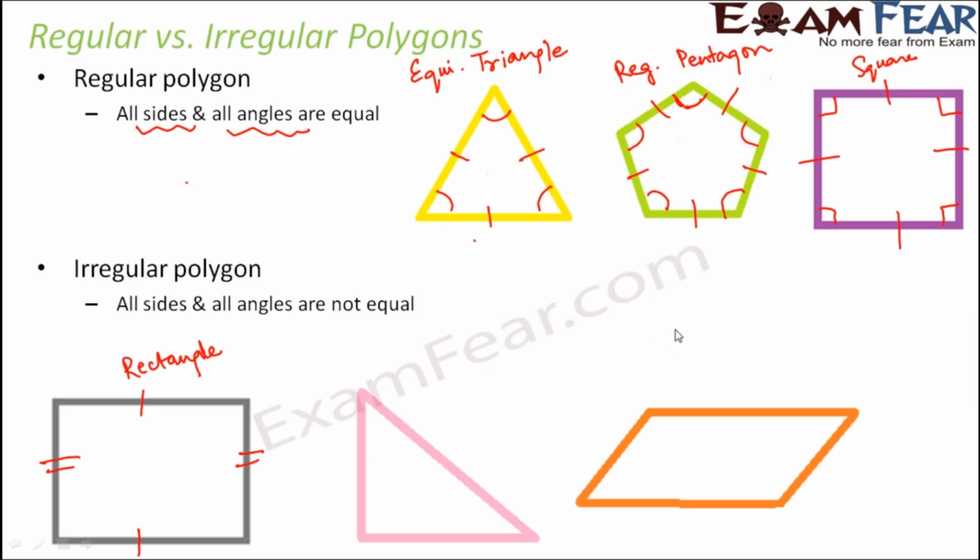You think of a parallelogram. In the case of parallelogram as well, you do not have all angles equal. Only the opposite angles are equal. So these two angles are equal, again these two angles are equal, but not all angles are equal. And the same is true for their sides as well. Opposite sides are equal, but not all sides. So these are examples of irregular polygons.